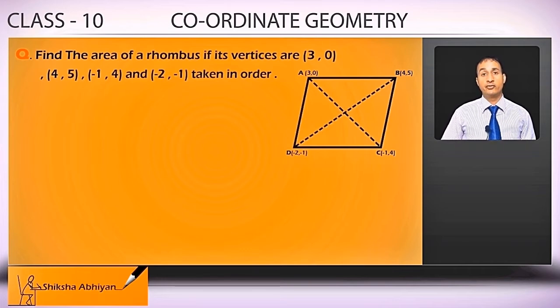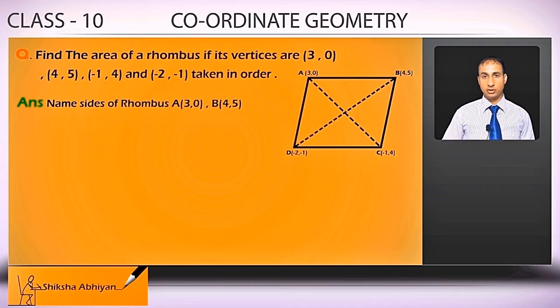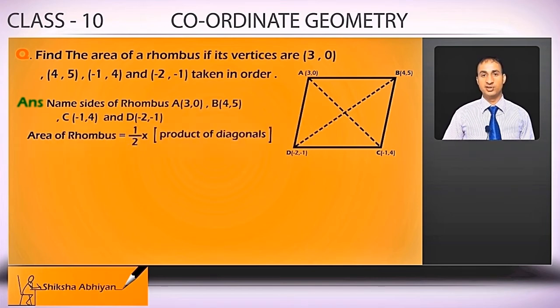स्टूडेंट, एरिया ऑफ रोम्बस अगर आपको पता हो, मैं रिकॉल करा देता हूँ. एरिया ऑफ रोम्बस इज हाफ इनटू प्रोडक्ट ऑफ इट्स डायगोनल, यानी दोनों डायगोनल का प्रोडक्ट डिवाइडिंग बाय 2. सो हम यहाँ पर क्या करेंगे, सबसे पहले नेम साइड्स ऑफ रोम्बस दैट इज A (3, 0), B (4, 5), C (-1, 4) and D (-2, -1). So this is a rhombus ABCD. यहाँ पर हम डायगोनल AC एंड BD को फाइंड आउट करते हैं क्योंकि उससे हमारा एरिया आएगा.